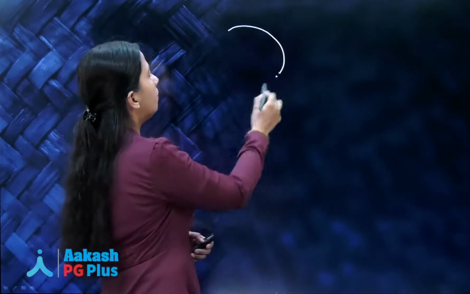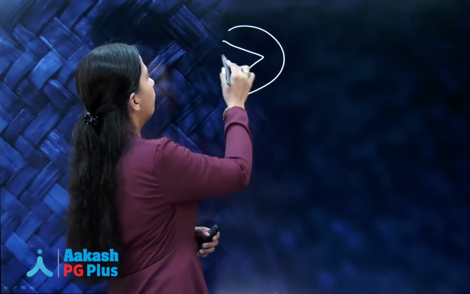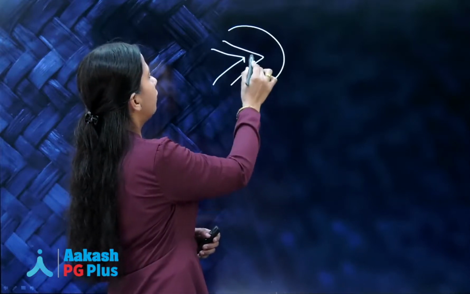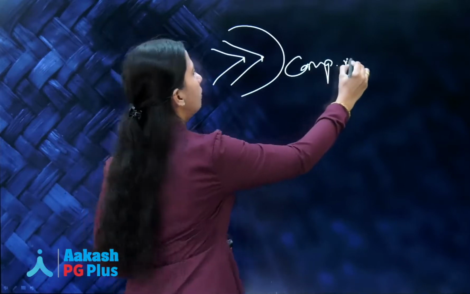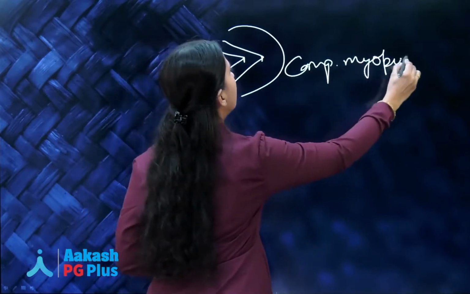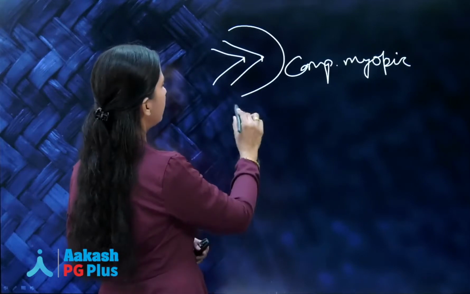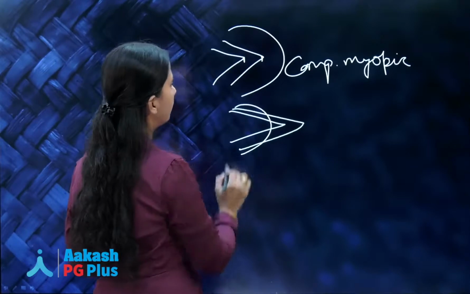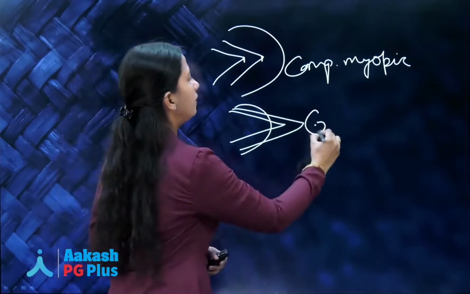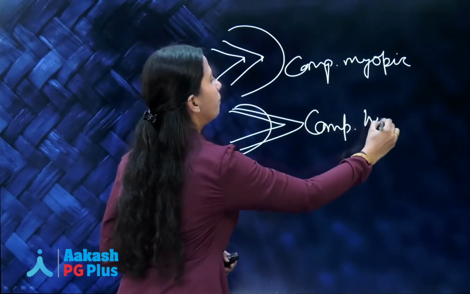Now coming to compound astigmatism. In compound astigmatism, none of the rays are focusing on the retina, but they are focusing on the same side. If both the rays are focusing in front of the retina, it is compound myopic astigmatism. Compound myopic. If both the rays are focusing behind the retina, it is compound hypermetropic.